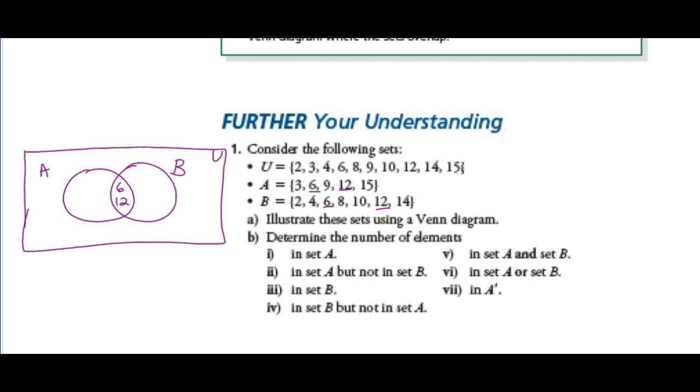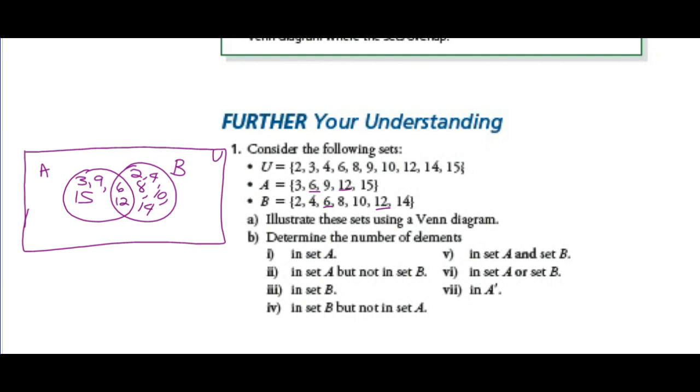And we fill in only set A. What numbers go in only set A? 3, 9, 15. What numbers go in only set B? 4, 8, and 14. What elements are in neither A nor B? Are there any that are in U but not in A or B? No.